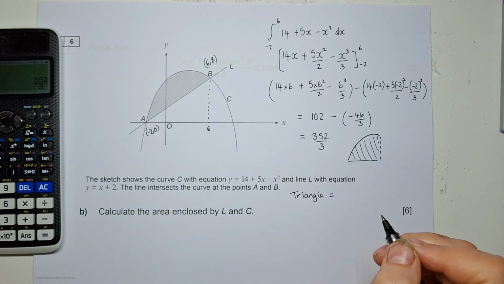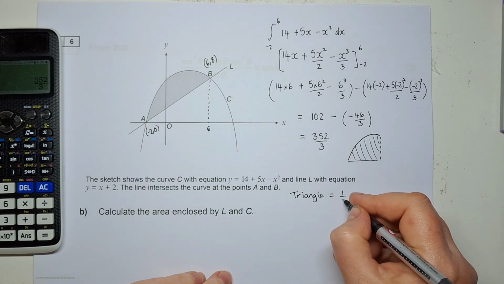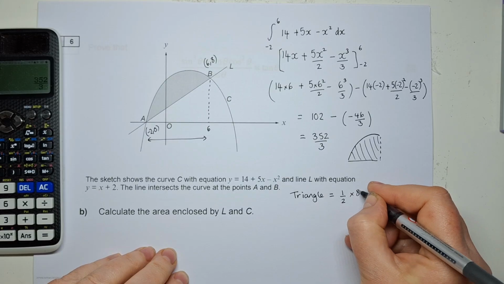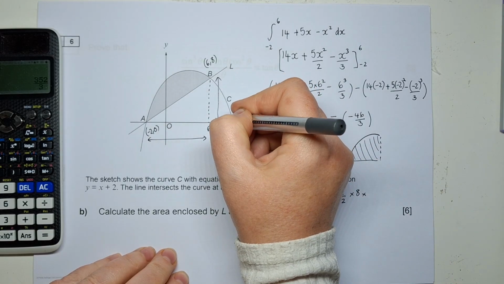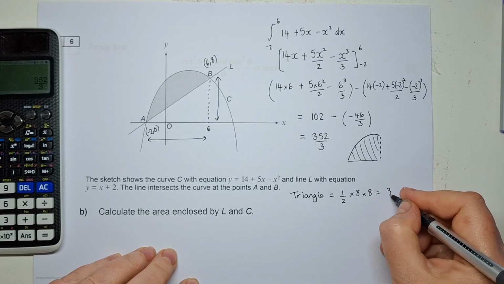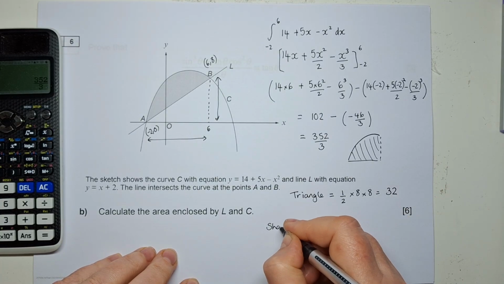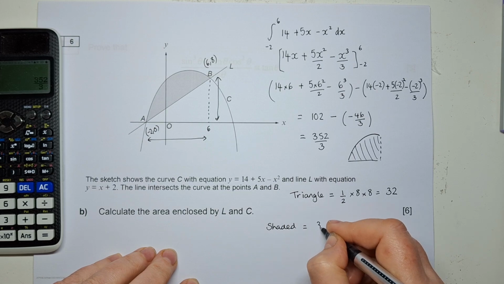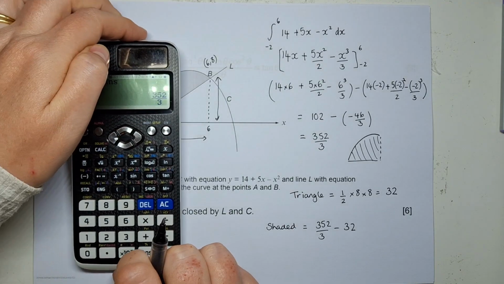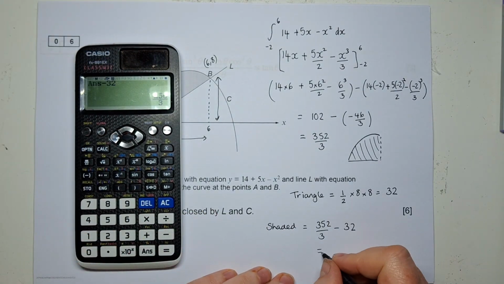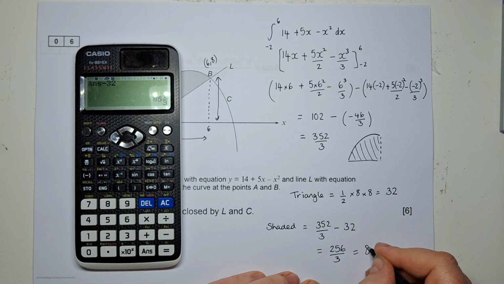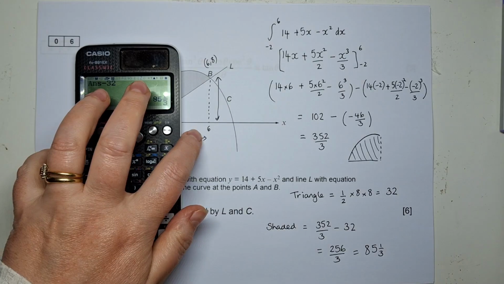Okay, so what I need to do next is work out the area of the triangle. Because it's a simple shape like a triangle, I can just do this as a half times base times height, where my base is 8 units and my height, I already know, is also 8 units. So that gives me a half of 64, which is 32. So my shaded area I can then work out is 256 over 3, which I could turn into 85 1/3 square units if I want to.